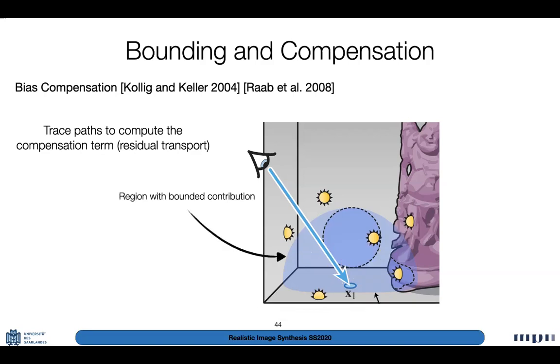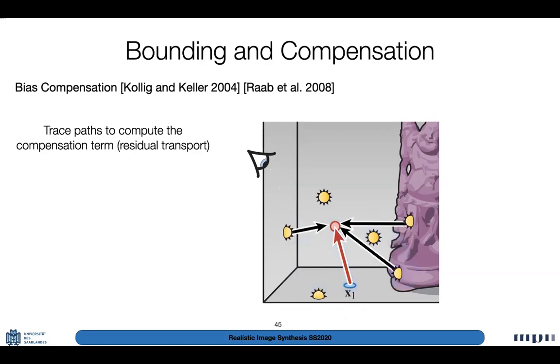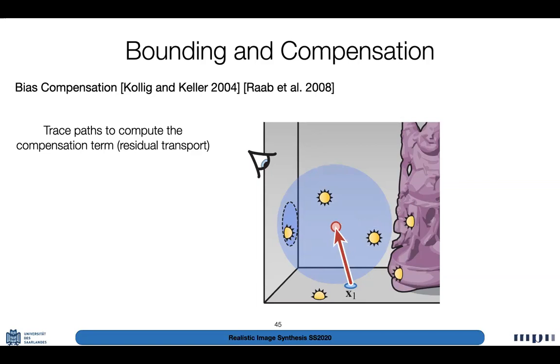Now, this is our region which is bounded. So what they proposed, Kollig and Keller, is that we will shoot a ray. What they did is they tried to compute this TR term, which is the residual transport, which means that from x1, you shoot a path. And if that path vertex lies again in the bounded region, which means that when you connect it to the VPLs, it's very possible that it will be clamped again because of the bounding operator. You would continue computing this path till you are out of this region, which has the bounded contribution.